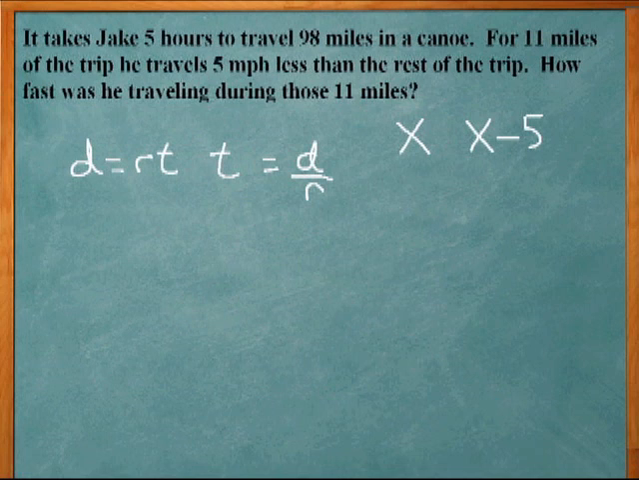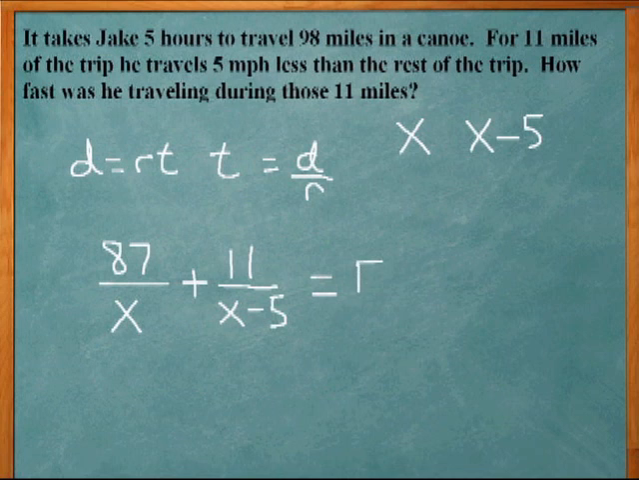Alright, so we can set up this equation like this. So at the 87 miles, which is our distance, over our rate, which is x, we add the 11 miles, which is distance, over his rate, which is x minus 5. So if you see what we're doing, you got distance over rate for each of these, which is t, or time. We add up the time for each part of the trip. It's going to add up to the 5 hours for how long it took him to complete the trip.